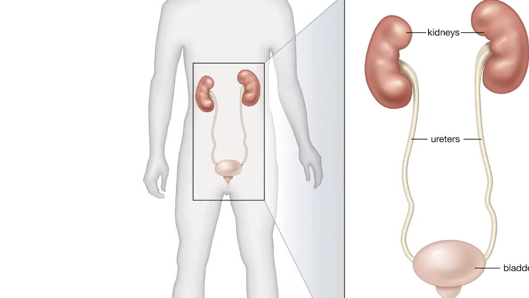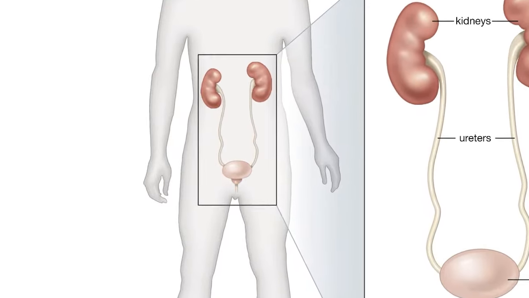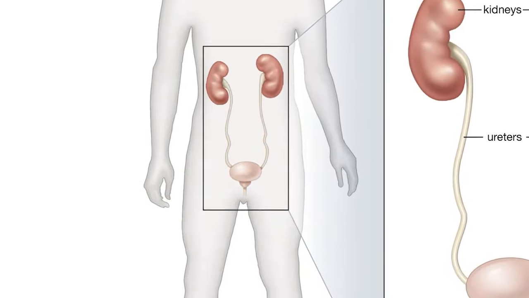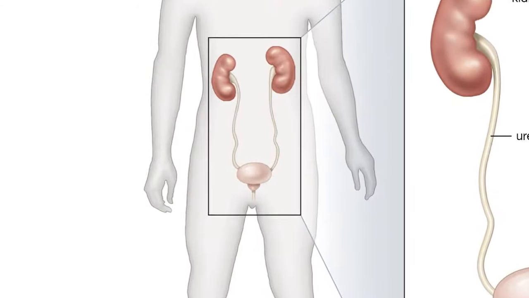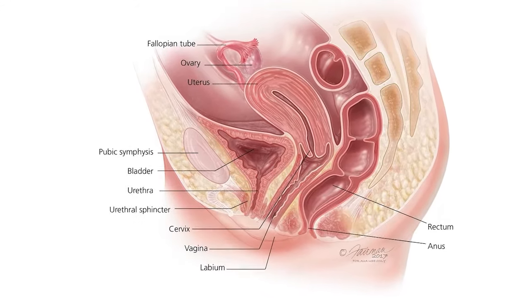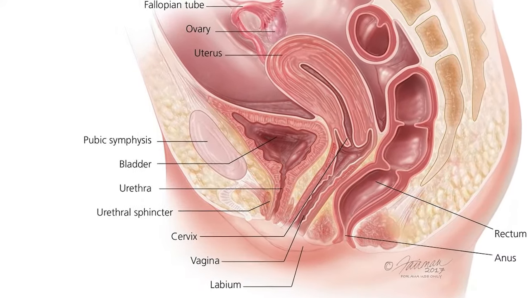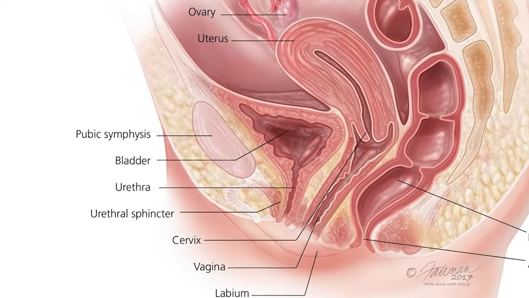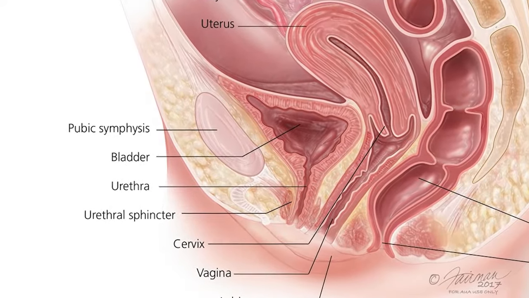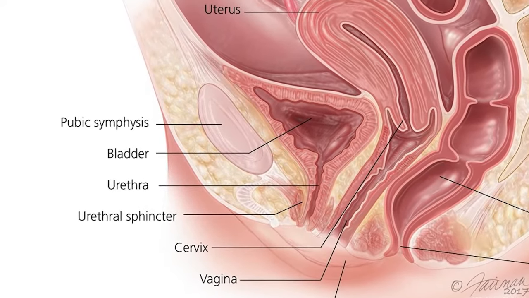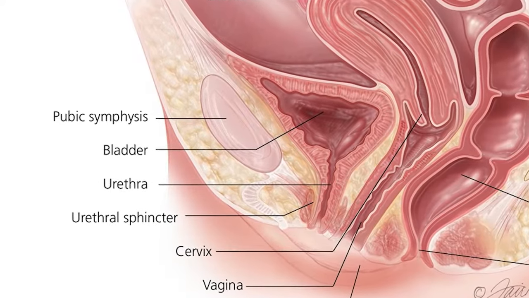In males, the urethra is longer, approximately 20 centimeters in length, and also carries semen during ejaculation. In females, the urethra is shorter, approximately 4 centimeters in length, and located closer to the clitoris and vaginal opening. The urethra is lined with mucous membrane and has a rich blood supply, which helps to prevent infection and injury.